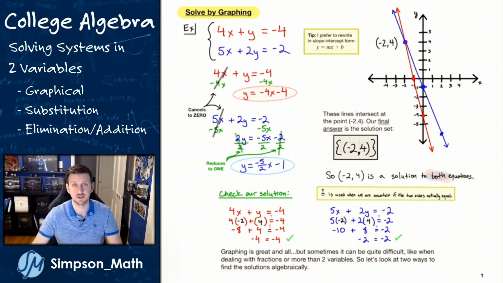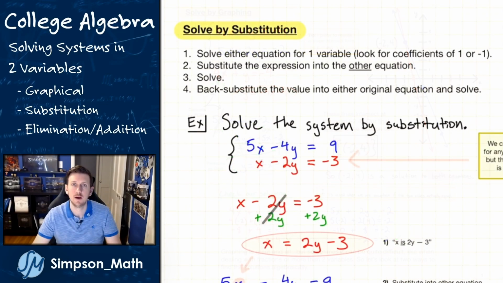Let's first take a look at the substitution method. There are 4 general steps when we are solving by substitution. The first one is to solve either equation for one variable, so solve for x or solve for y. We just did that when we were graphing. We solved for y for both. But for this one, you just need to pick one of them and then solve for x or y.